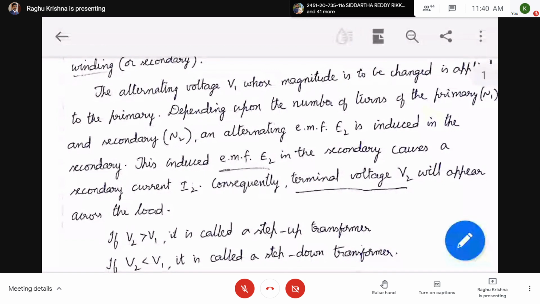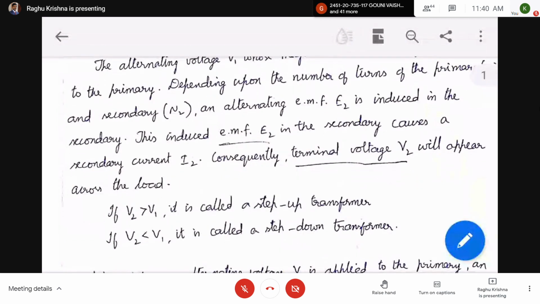If V2 is greater than V1, the transformer is called a step-up transformer. If V2 is less than V1, the transformer is called a step-down transformer. If we use the transformer to increase the voltage, it is called a step-up transformer. If we use the transformer to decrease the voltage, it is called a step-down transformer.